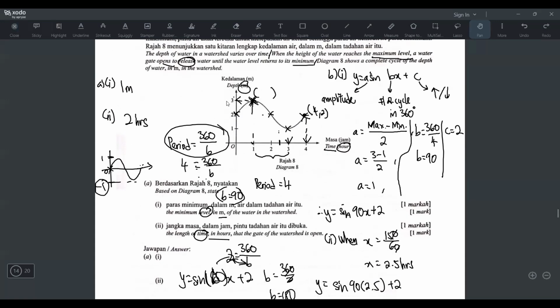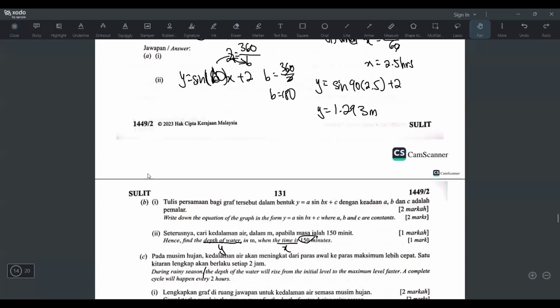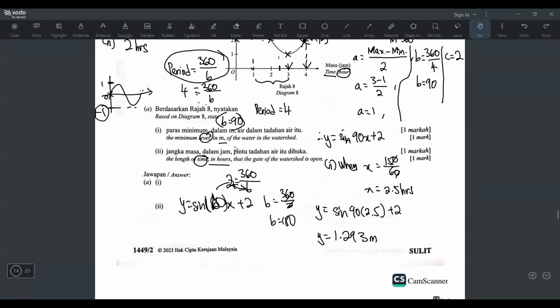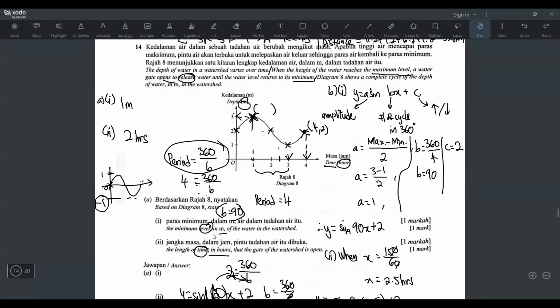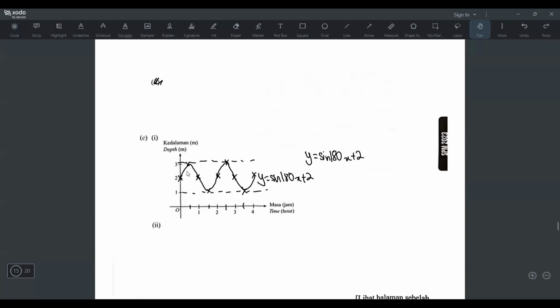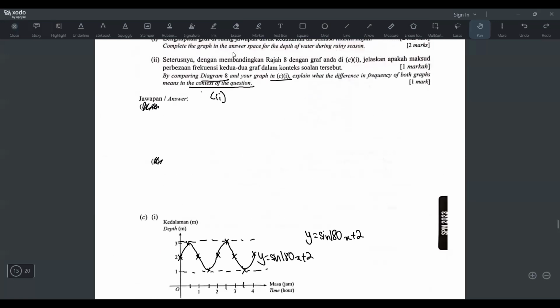Yeah, okay, because this is like a story question, so you have to mention the water gate, right? So we can see that for diagram 8, the water gate actually opens one time only, right? But for this, the water gate opens 2 times. Okay, so we can mention that in our comparison here. They want you to explain the difference, right? So I'll write in diagram 8.